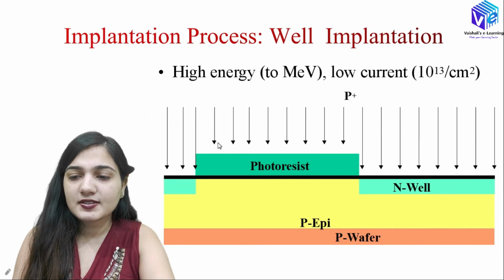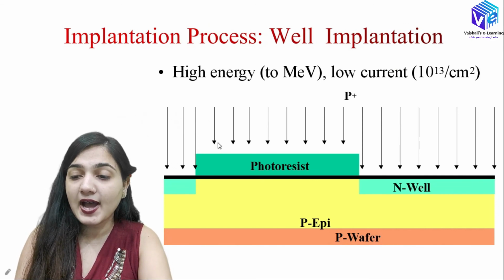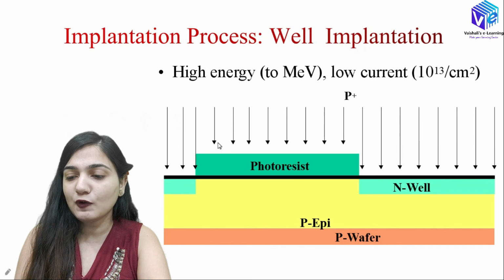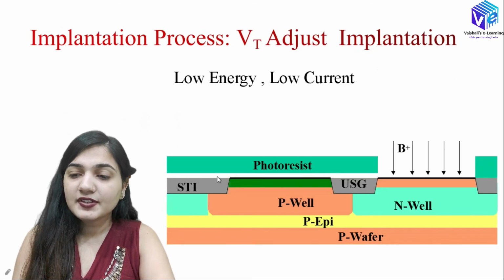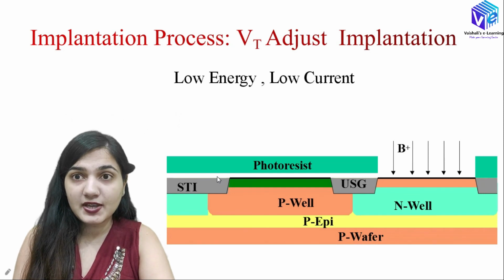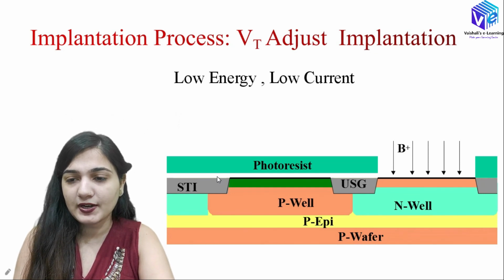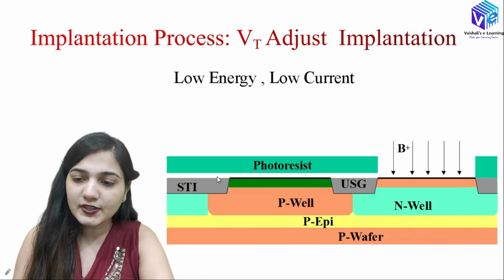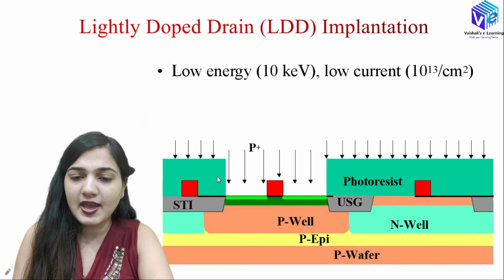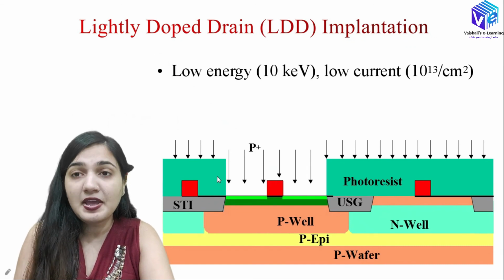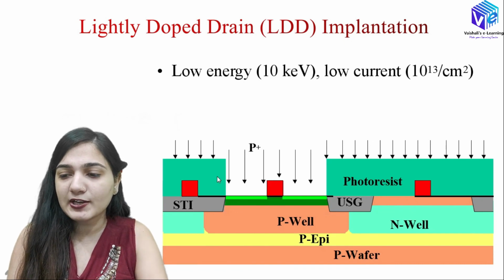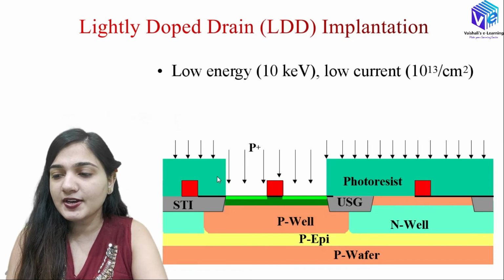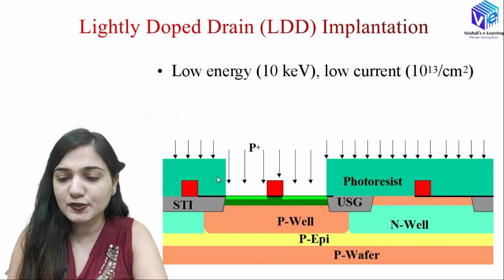So you can see this is the implantation process. If I have high energy in the mega electron volts but low current, then we have well implantation. Okay, we have the threshold voltage implantation when we have low energy and low current. In that case we will be implanting the doped region for the threshold voltage adjustment. Then we can have the lightly doped drain formation with the use of a low energy and low current beam. Okay, 10 kilo electron volt and low current, which is around 10 raised to power 13 per centimeter square.